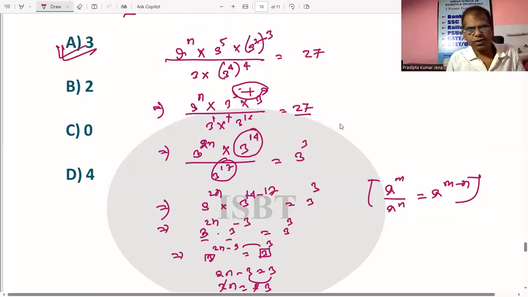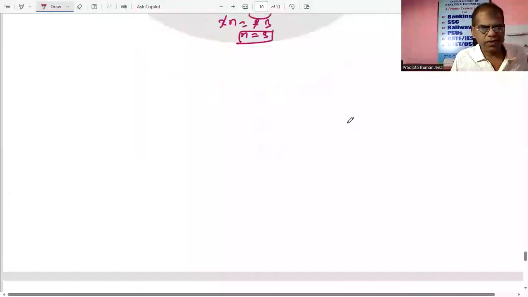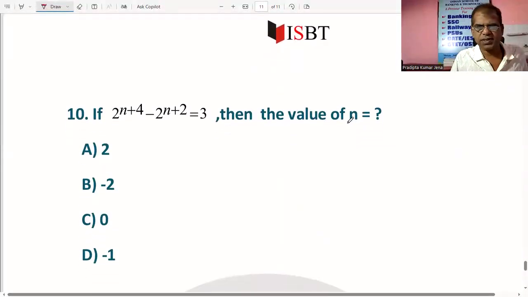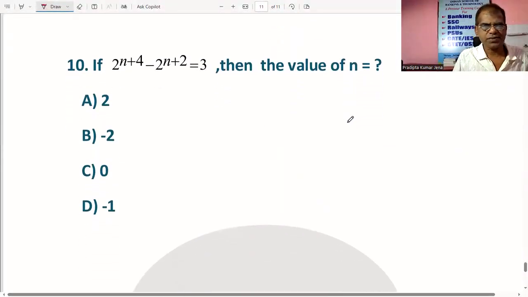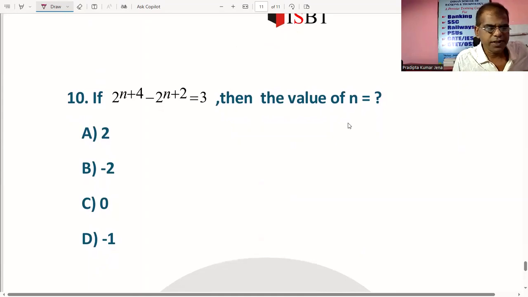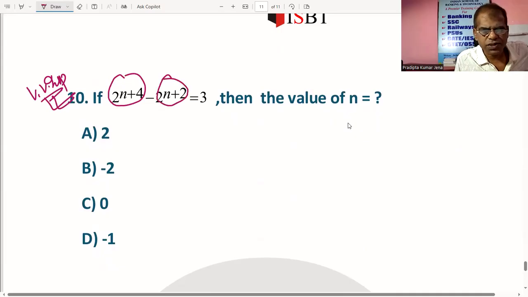Okay, thank you. Now come to the number 10 question. Last question, look. Very interesting question, very, very important question. 2 to the power n plus 4 minus 2 to the power n plus 2 is equal to 3. What is the value of n? Options: minus 2, 0, 1. So look at the solution.